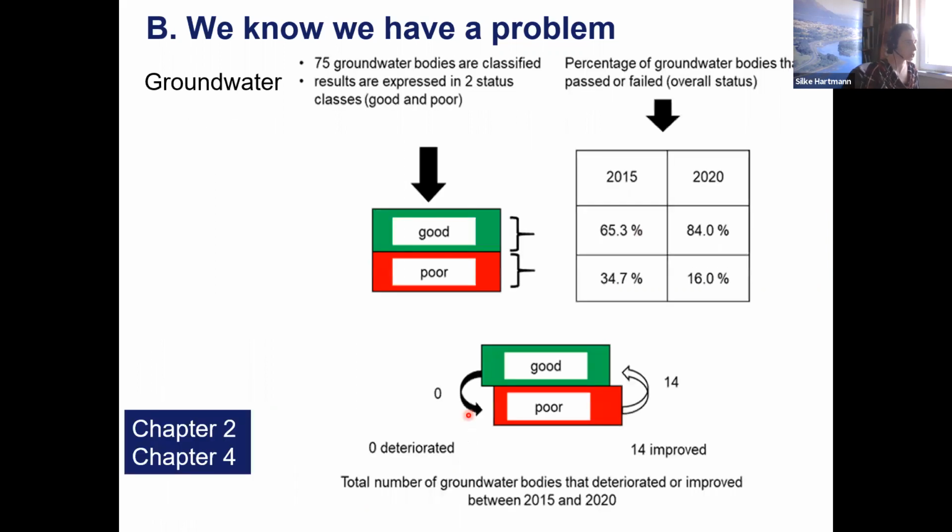The last group of water bodies is groundwater. We have 75 groundwater bodies in Northern Ireland. In contrast to surface water, groundwater is classified using 2 status classes, so just good or poor. If you look at the summary statistics, you can see there were improvements. Looking at the water bodies that improved, we have 14, but there's a big note of caution here. Most of these improvements are due to changes in the monitoring network or the monitoring data collection, so they can't be attributed one-to-one to improvements in the water environment.